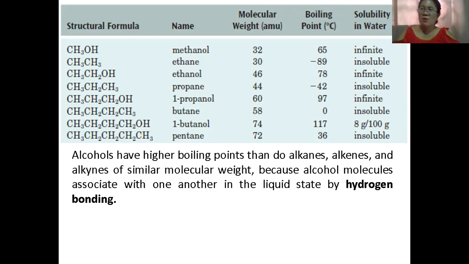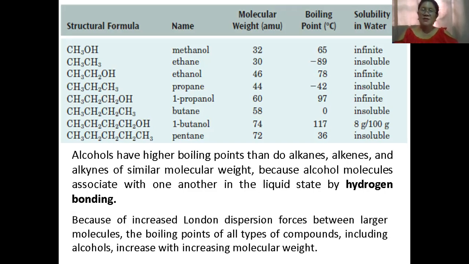Why is it soluble in water? Because of hydrogen bonding. Because of the increase in London dispersion forces between larger molecules, the boiling points of all types of compounds, including alcohols, increase with increasing molecular weight. It goes up, but only as far as butanol. Methanol, 65. Then ethanol, 78 degrees centigrade. Then propanol 97, butanol 117.